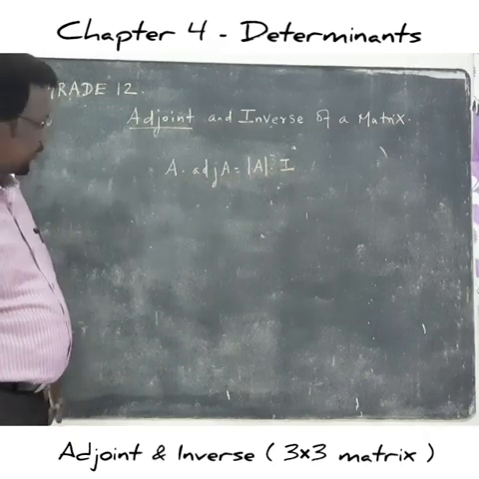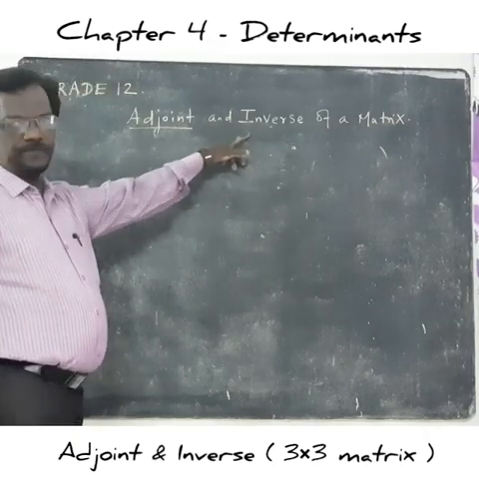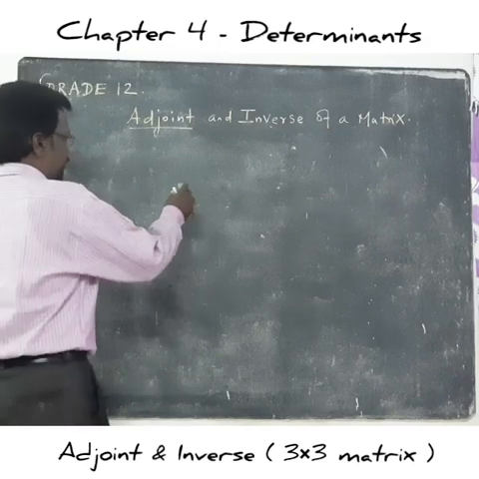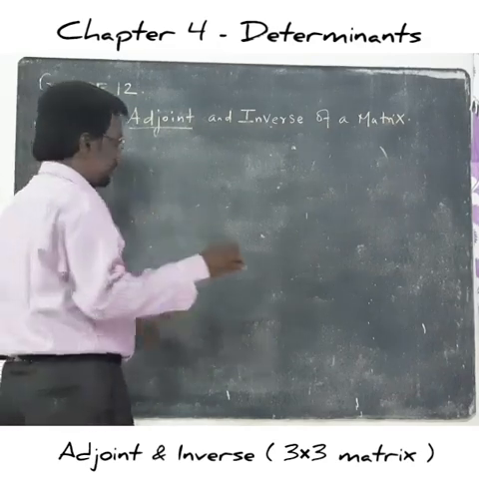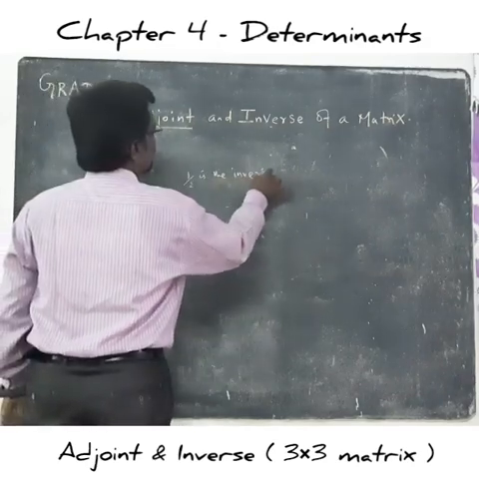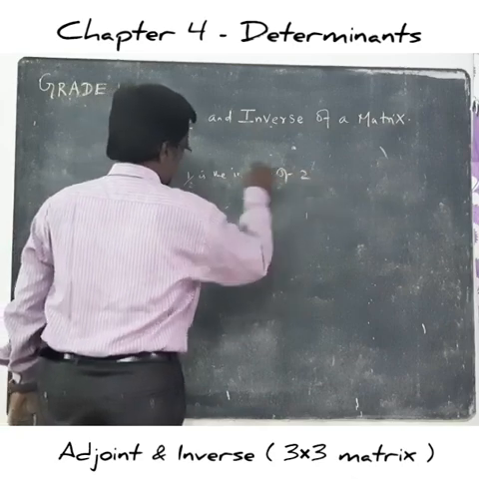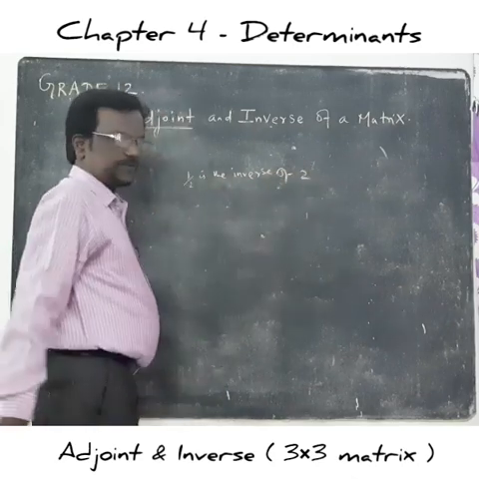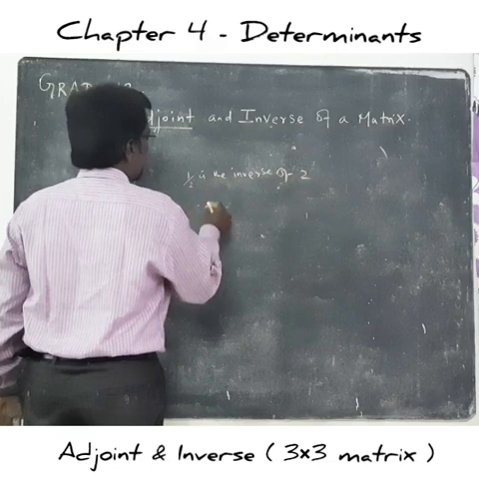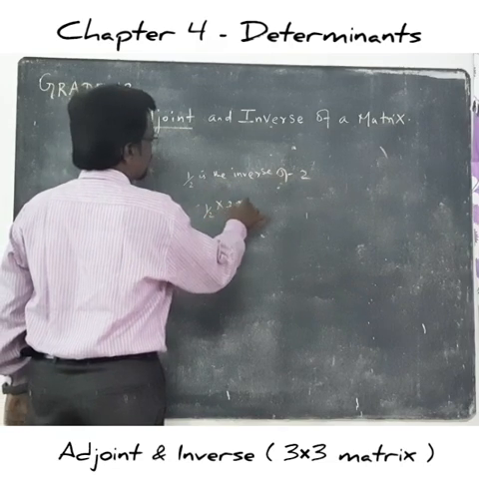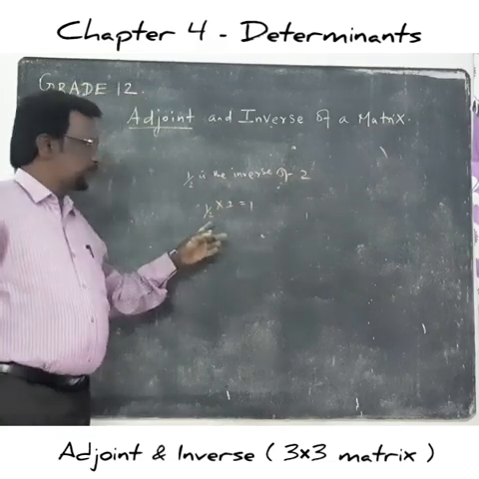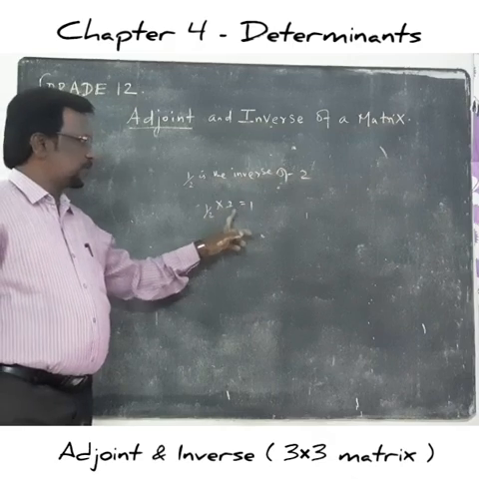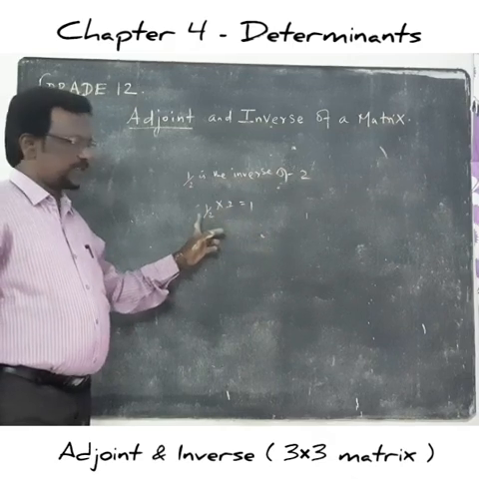Then inverse. Do you have an idea of inverse? Yes. Suppose the number 2, isn't it? 1 by 2 is the inverse of 2. Since 1 by 2 into 2 is equal to 1. So if you multiply two numbers and you get 1, then each is the inverse of the other.